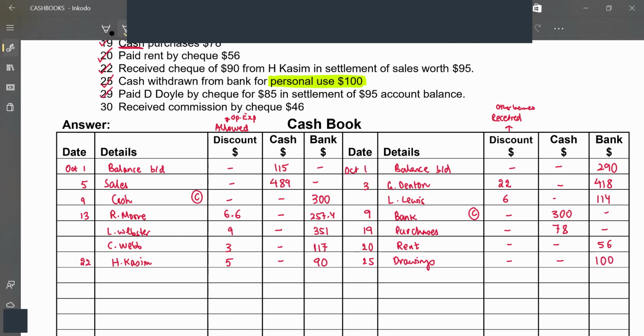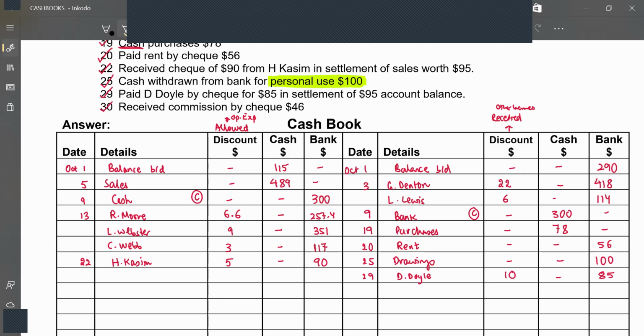Next is paid deed oil. Paid is outflow. So 29th, you're paying deed oil, but you would want a discount. देखते हैं discount कितना है. So you've paid deed oil by check for $85 in settlement of $95 account balance. अगर तुमने पे करने थे $95, the actual cash outflow is $85 because it's a check. It goes into the bank account. But 95 पे करने थे sir, 85 पे किए, वो $10 कहाँ गए? That's the amount of discount that you've received. Understood?